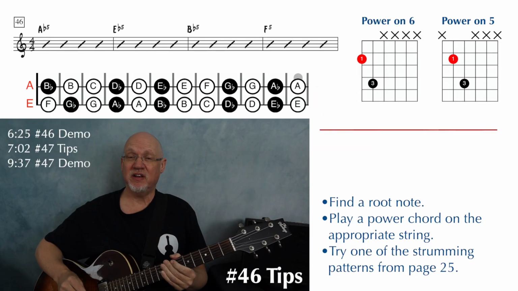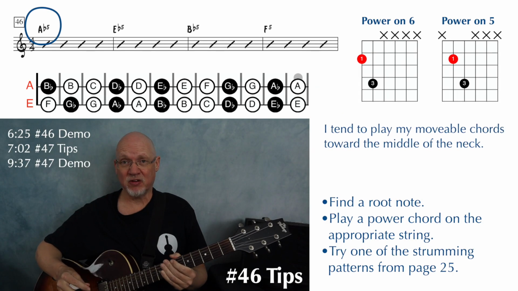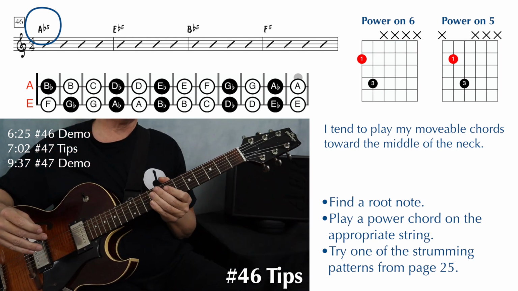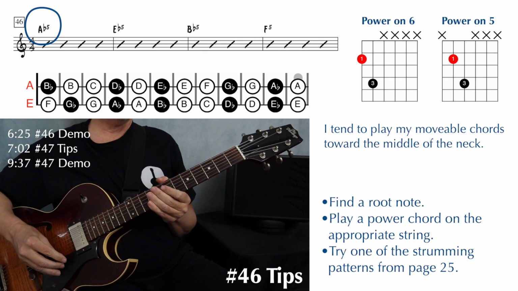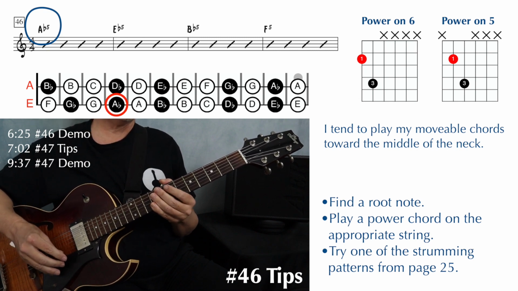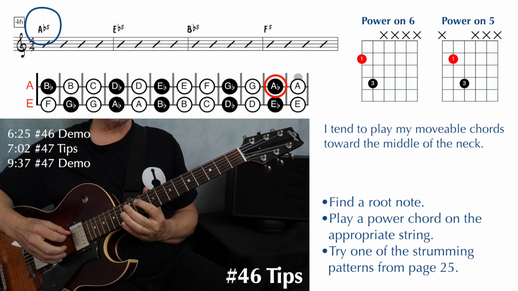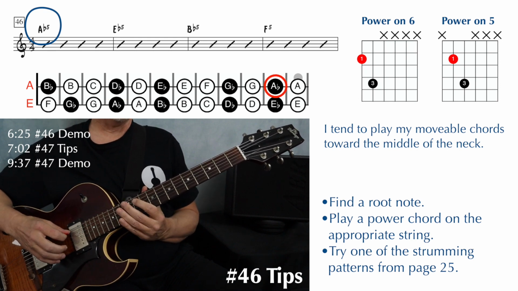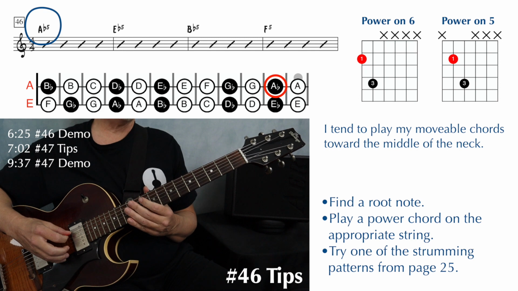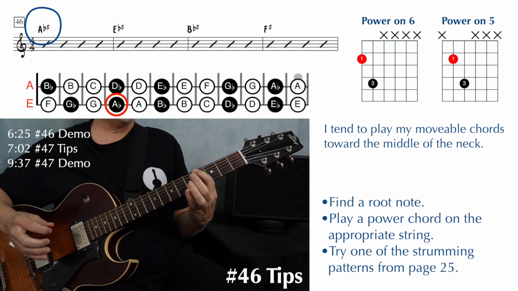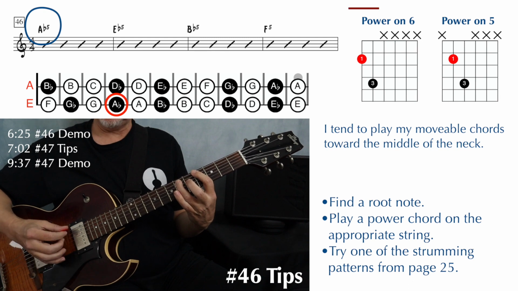Number 46 begins with an A flat 5 or A flat power chord. Let's figure out where we're going to play our first power chord, and then we'll take it from there. We have 2 choices for our A flat power chord root. One would be on the 6th string, 4th fret, and the other would be on the 5th string at the 11th fret. I want to play this more in the middle of the fretboard, so we're going to do this A flat 5 with the root on string 6, fret 4, and of course you play your power chord shape from there.